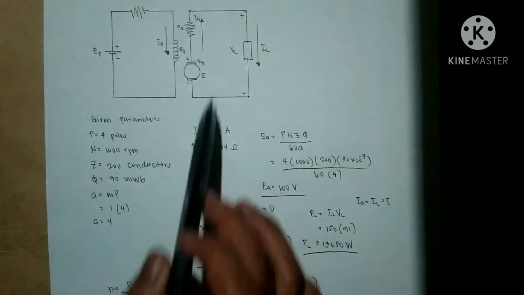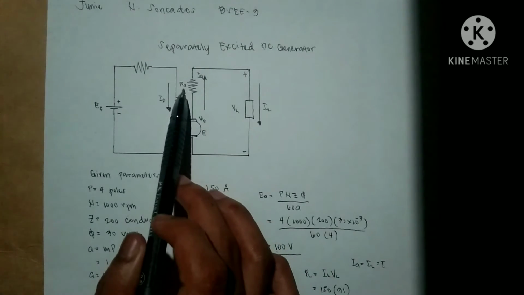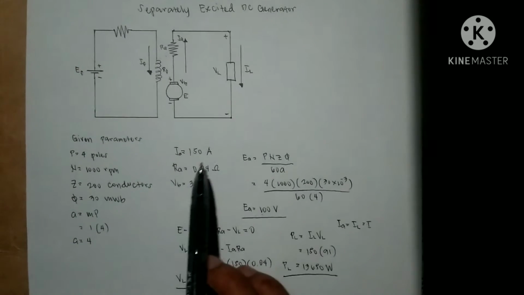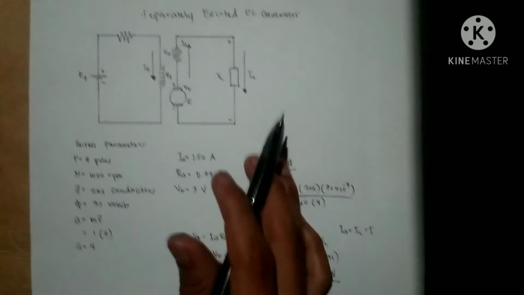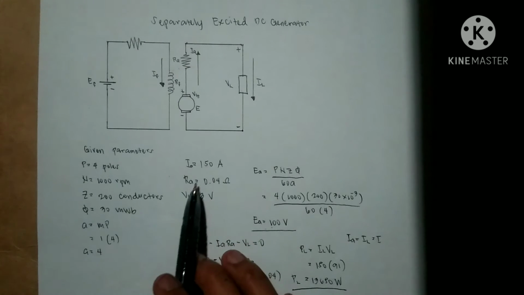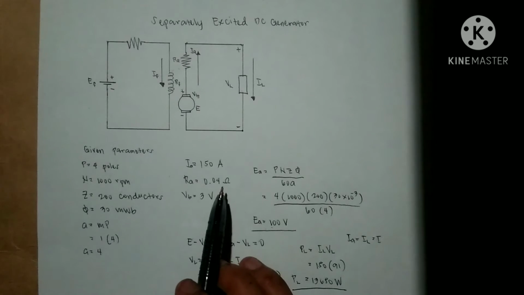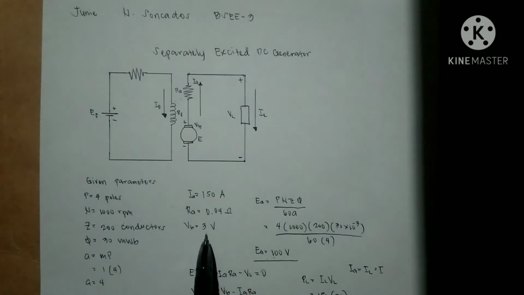Here we can also see the armature resistance and the armature current. I give the armature current in the separately excited DC generator as 150 amperes. Then the armature resistance is 0.04 ohms. And here we also have a brush drop, which is equivalent to 3 volts.